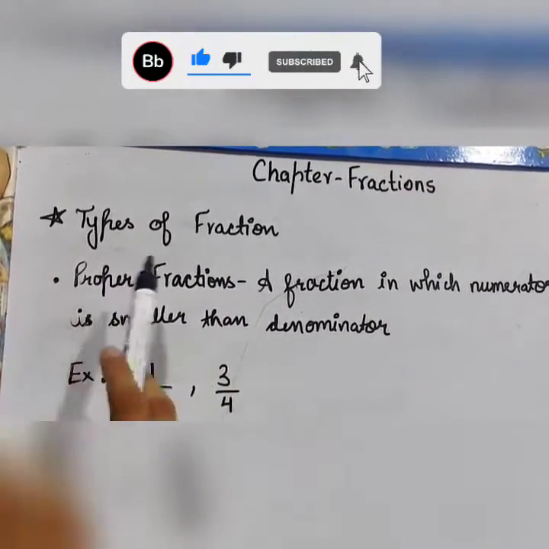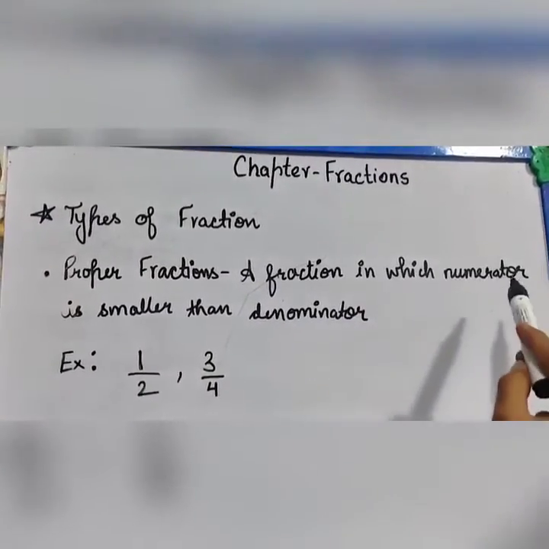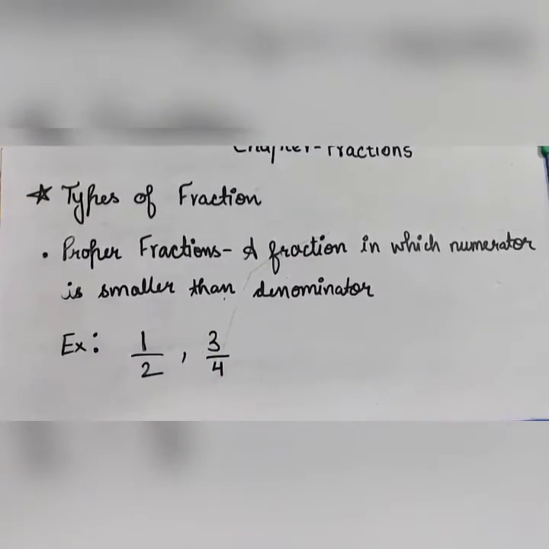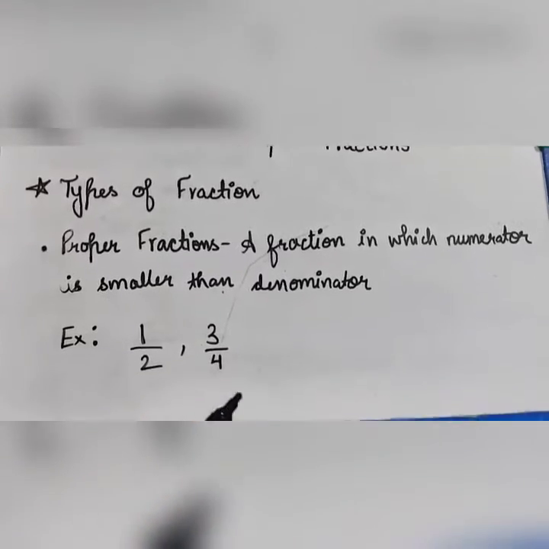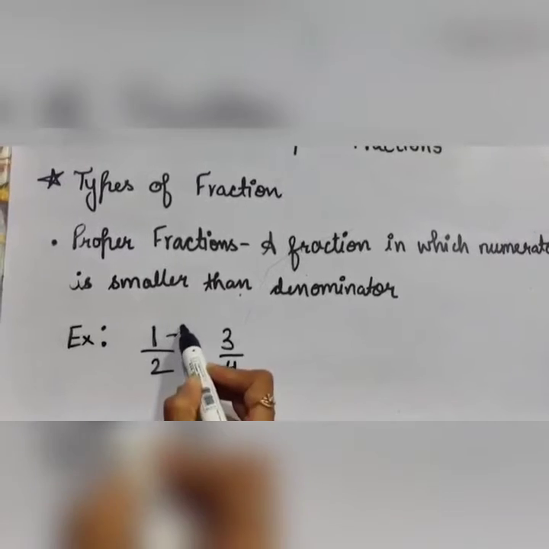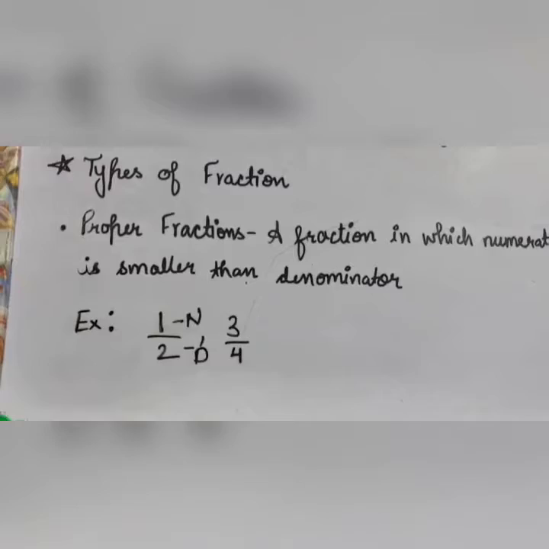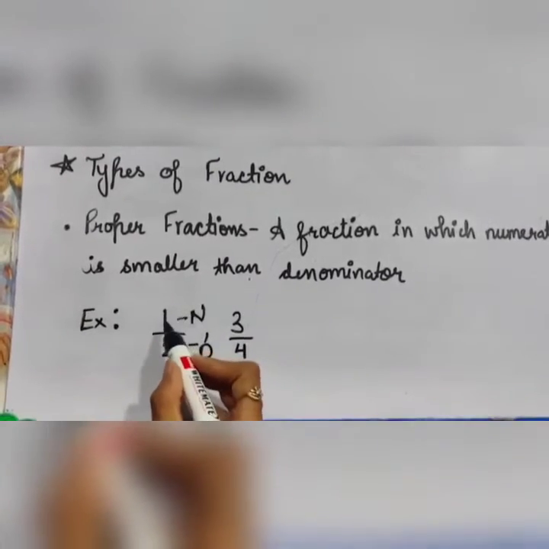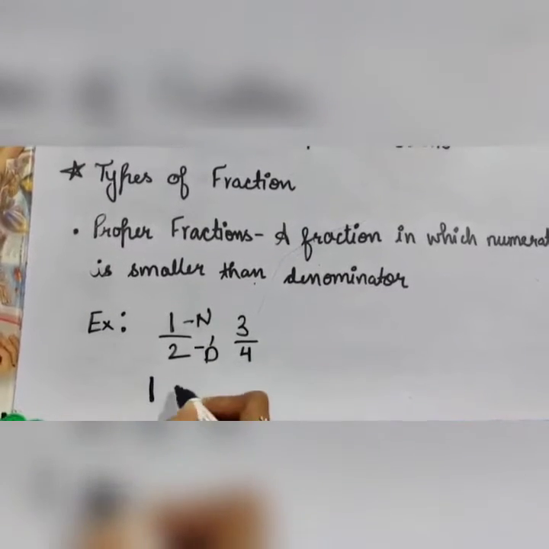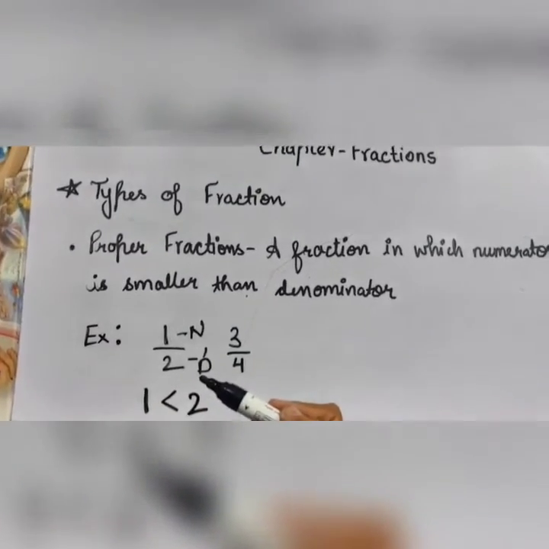First type is proper fractions. A proper fraction is a fraction in which numerator is smaller than denominator. Examples are 1 upon 2. As in this fraction, 1 is the numerator and 2 is the denominator. So as you can see that numerator is smaller than denominator. That is 1 is smaller than 2. So this is a proper fraction.